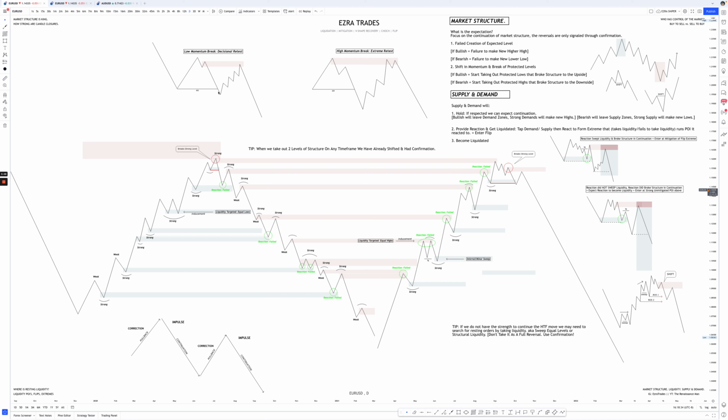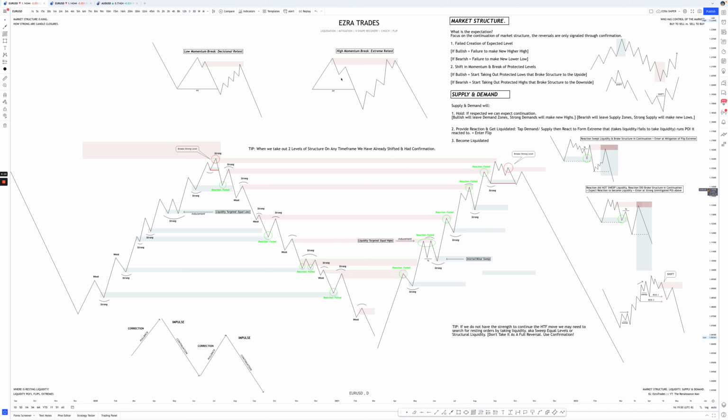When we have a low momentum break of structure, typically you'll see a pullback that's corrective that takes you to a decisional point. It's not the extreme, it's not the origin of the move, but it could be a flip zone that's unmitigated, an area that is responsible from which price decided to commit to take price lower. And that's what you see.